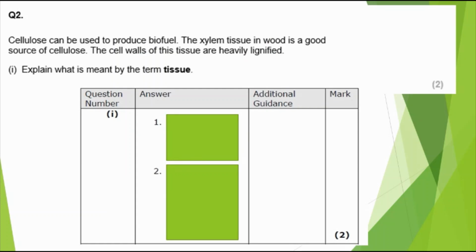Let's look at the next question. We need to explain what is meant by the term tissue, because we know that xylem is a tissue in a plant. So, we need 2 marks for this one too.